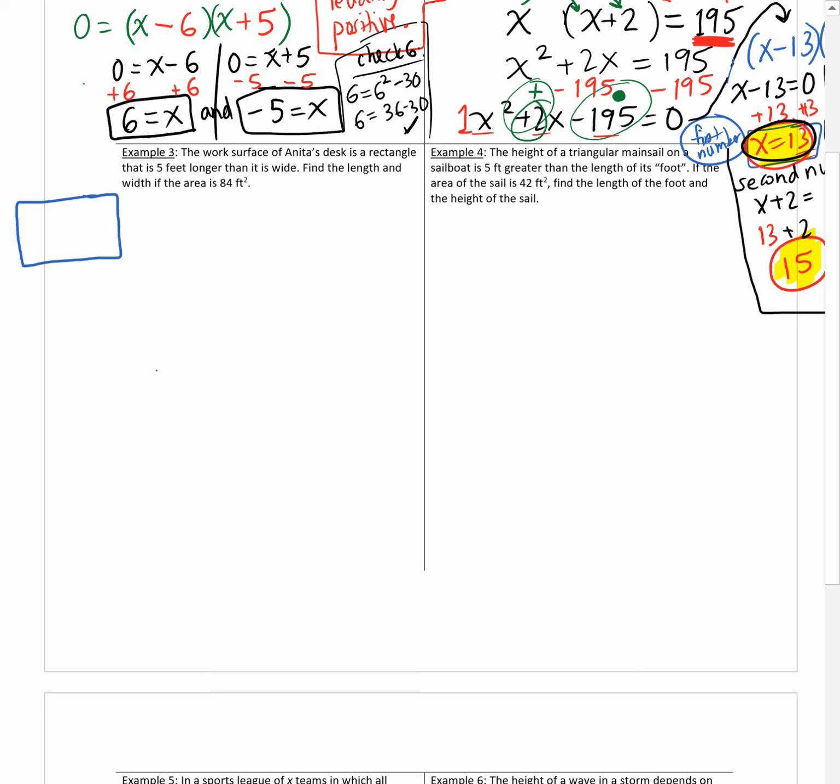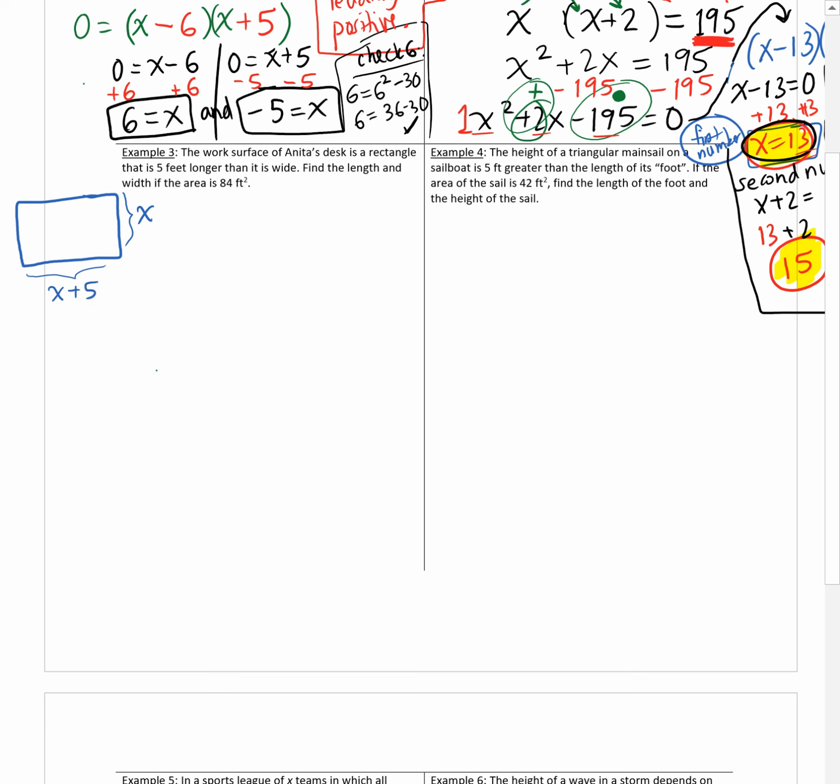They're saying the work surface of Anita's desk is a rectangle. Okay, I've drawn a rectangle. It's 5 feet longer than it is wide. Well, it kind of doesn't matter which side you put as the length and the width. But this side looks longer, so if I say this length is x, then this length, they said 5 feet longer, would be x plus 5.